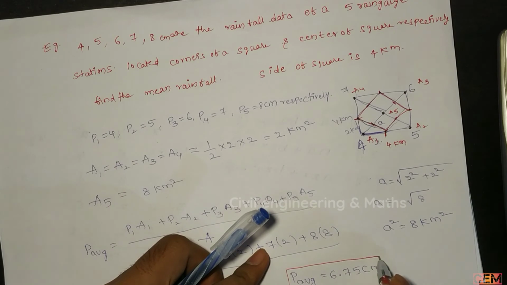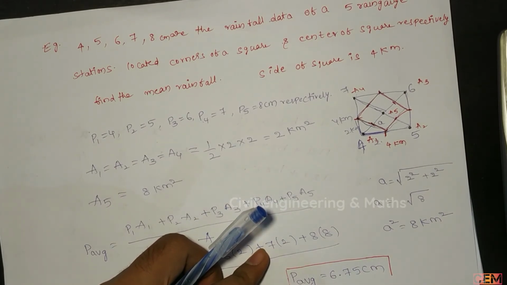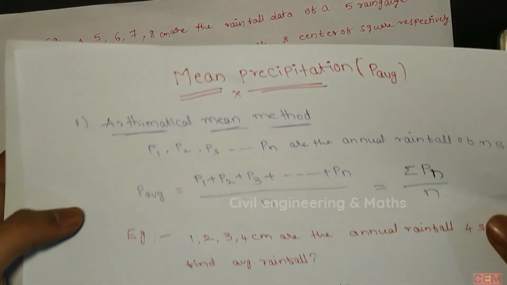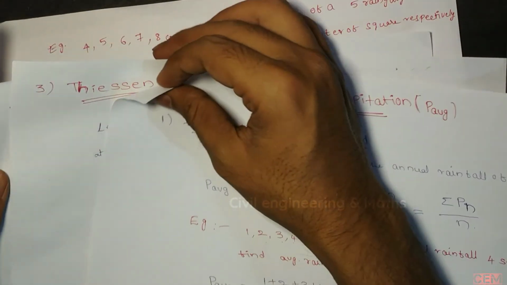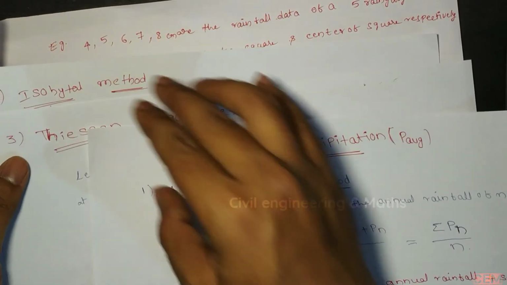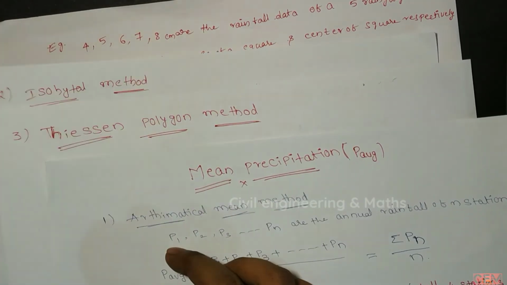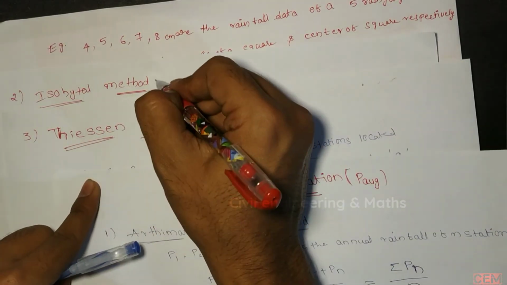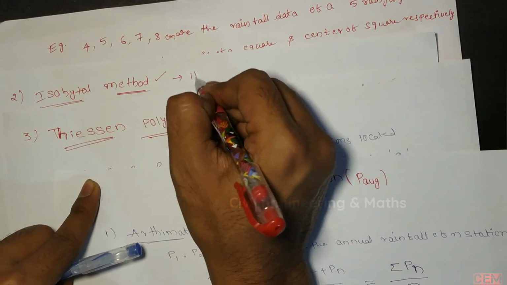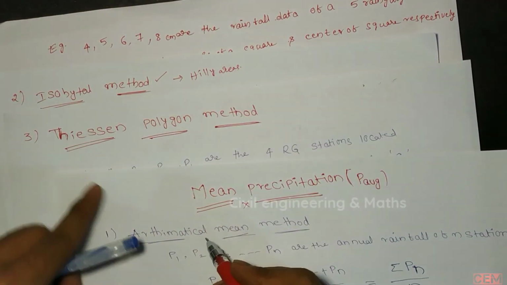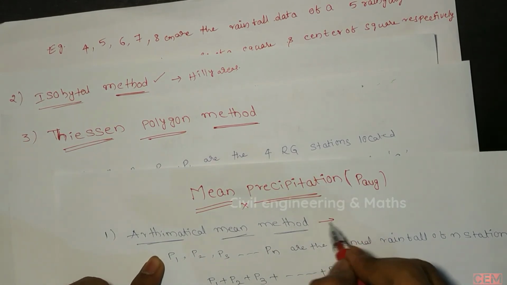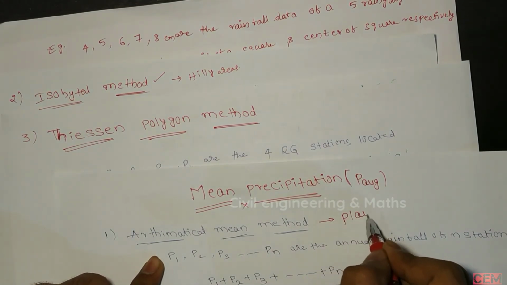This is the Thiessen polygon method. Among the arithmetic mean method, the isohyetal method, and the Thiessen polygon method, the isohyetal method is the most accurate one, which is used for hilly areas. The arithmetic mean method is used for plain areas.